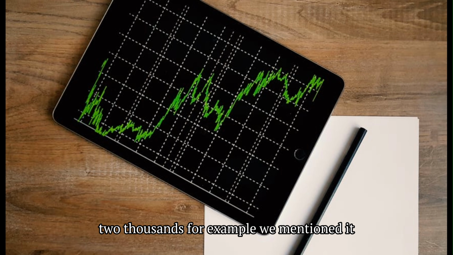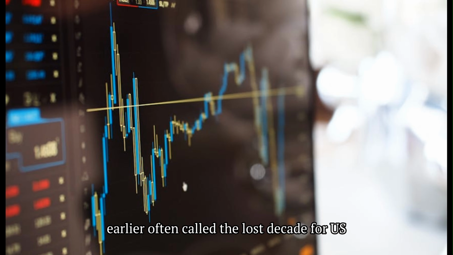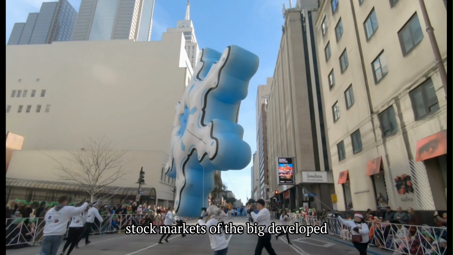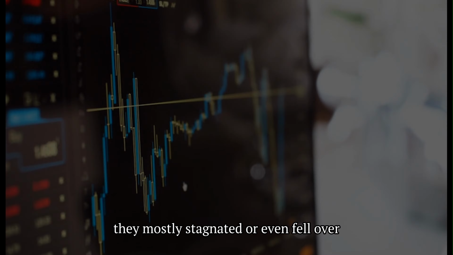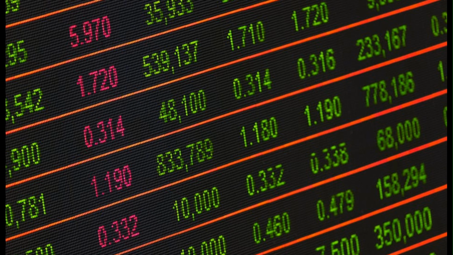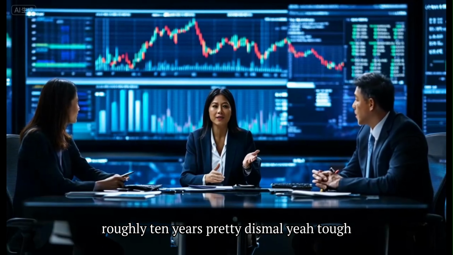Take the early 2000s, for example. We mentioned it earlier, often called the lost decade for U.S. stock investors. During that period, the stock markets of the big developed countries, the U.S., Europe, Japan, they mostly stagnated or even fell over roughly 10 years. Pretty dismal. Yeah, tough times.